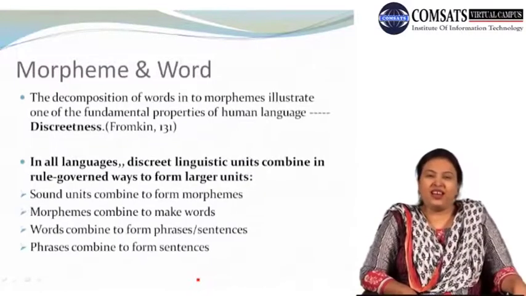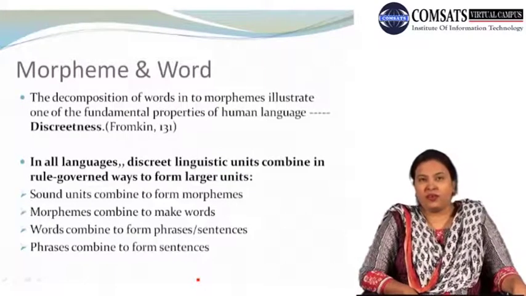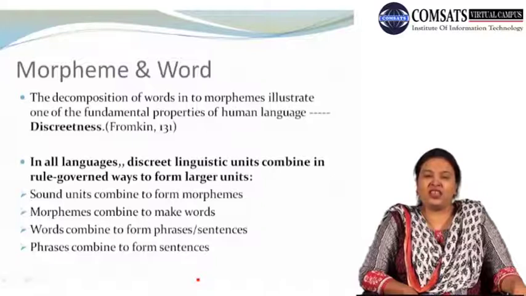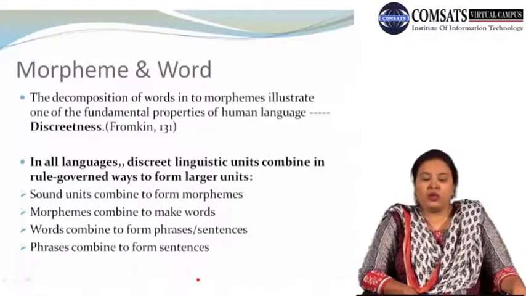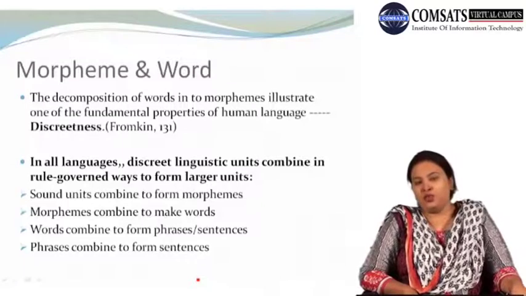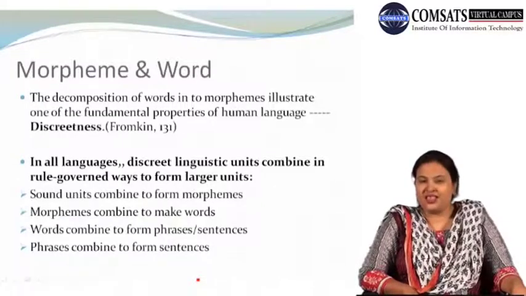As we are talking about the relationship between morphemes and words, the decomposition of words into morphemes illustrates one of the fundamental aspects of human language. According to Fromkin, this relationship is known as discreteness. Discreteness in language: in all languages, discrete linguistic units combine in rule-governed ways to form larger units. How? Sound units combine to form morphemes.